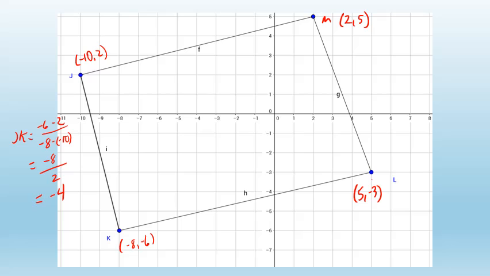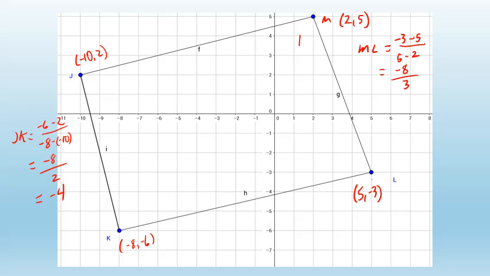All right, let's look at ML then. So let's look at the slope of ML. L is going to be our second coordinates, M is going to be our first coordinates, and so we would have y2, or -3, minus 5 over 5 minus 2. Negative 3 minus 5 is negative 8, and 5 minus 2 is 3. So our slope here is just -8/3.